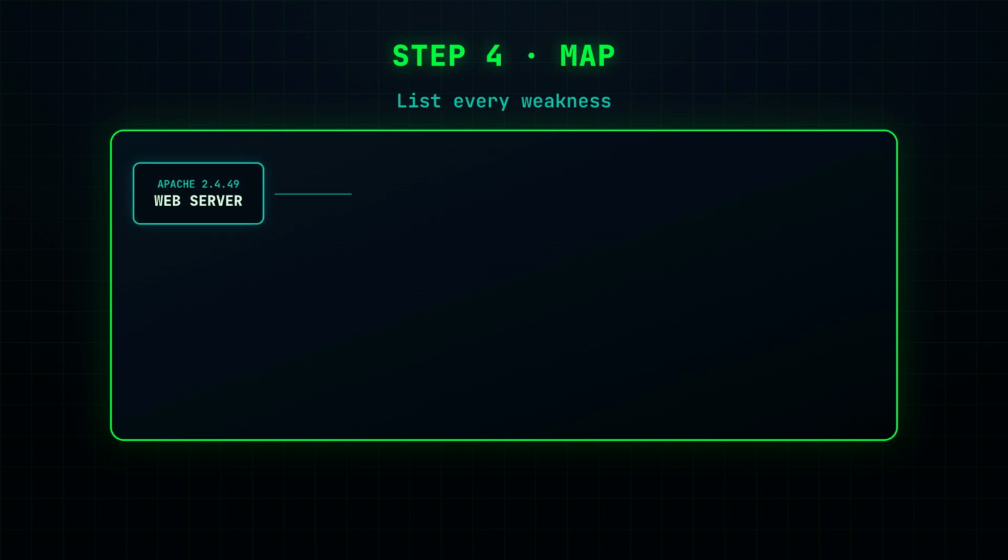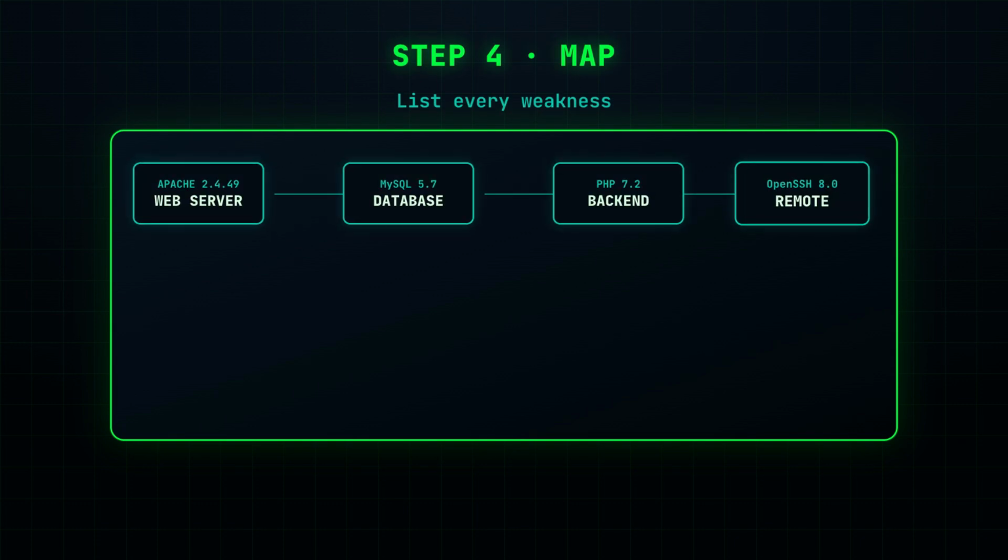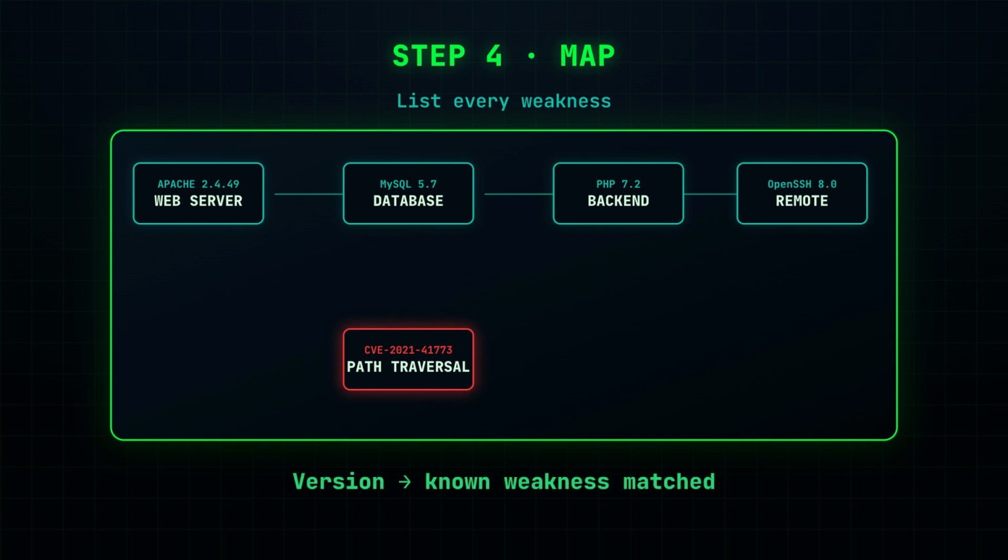Step 4. Map the attack surface. The hacker writes down everything they found and matches each version of each service against known weaknesses. It is like having a full list of doors and a list of which locks are cheap and easy to pick. This is the moment the real target appears. Not a website, but a set of specific weak points.